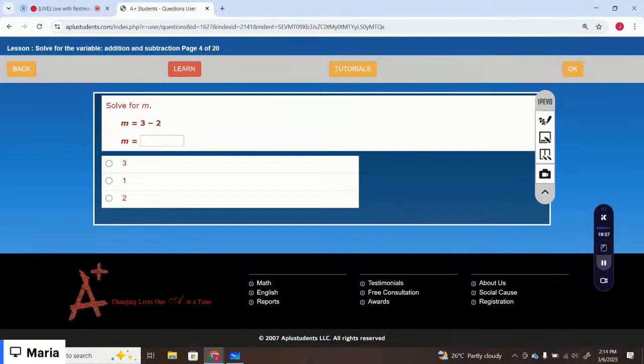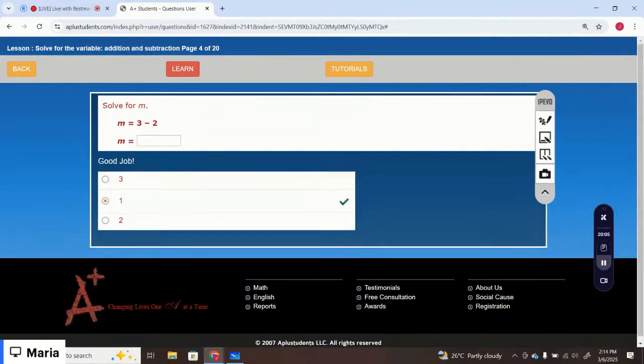Solve for m. m equals 3 minus 2. That is 3 minus 2 is 1. Option number 2 is the correct option. m equals 3 minus 2.